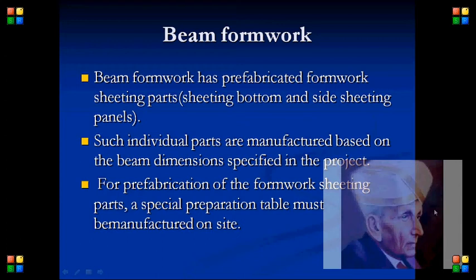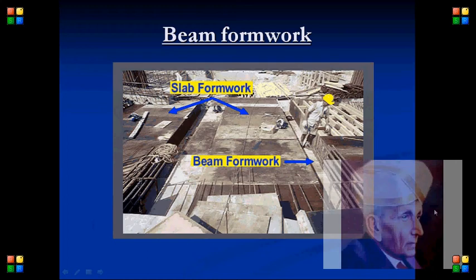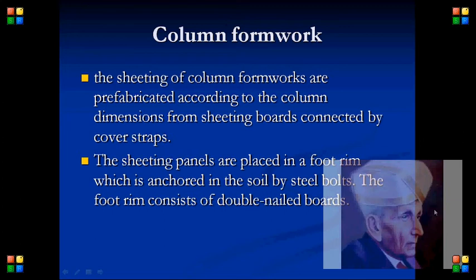Beam formwork. Beam formwork has prefabricated formwork sheeting parts, a sheeting bottom and side sheeting panels. Such individual parts are manufactured based on the beam dimensions specified in the project. For prefabrication of the formwork sheeting parts, beam formwork.